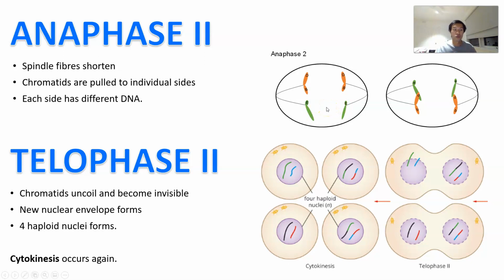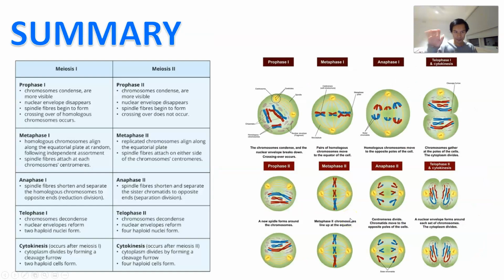And then in telophase 2, the chromatids are going to uncoil and become invisible, a new nuclear envelope is going to form, and you're going to get 4 haploid nuclei forming from the 2 daughter cells that have just formed after round 1. Cytokinesis is going to occur simultaneously, and now you get 4 haploid cells, okay?